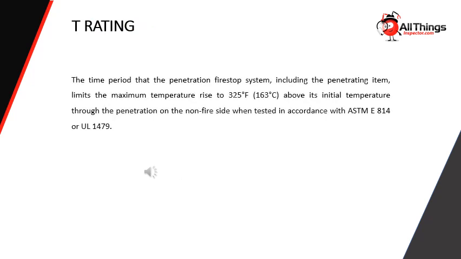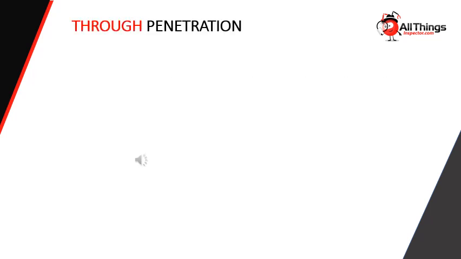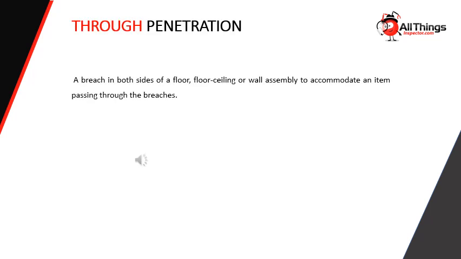T-rating: the time period that the penetration firestop system, including the penetrating item, limits the maximum temperature rise to 325 degrees Fahrenheit, 163 degrees Celsius, above its initial temperature through the penetration on the non-fire side when tested in accordance with ASTM E814 or UL 1479. Through penetration: a breach in both sides of a floor, floor-ceiling, or wall assembly to accommodate an item passing through the breaches.